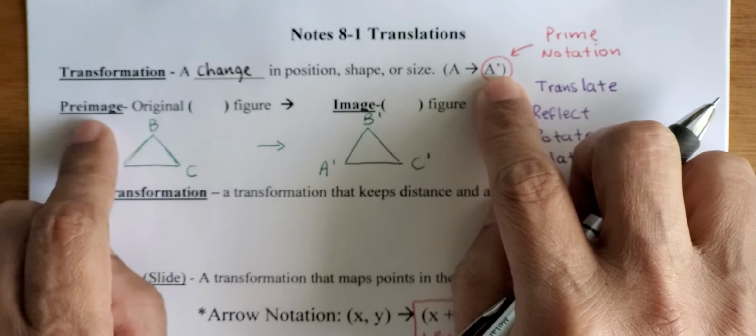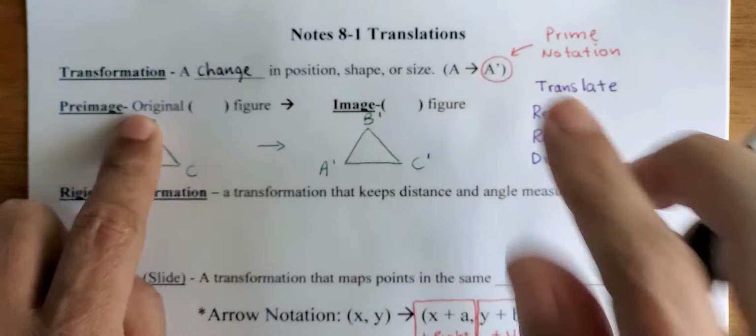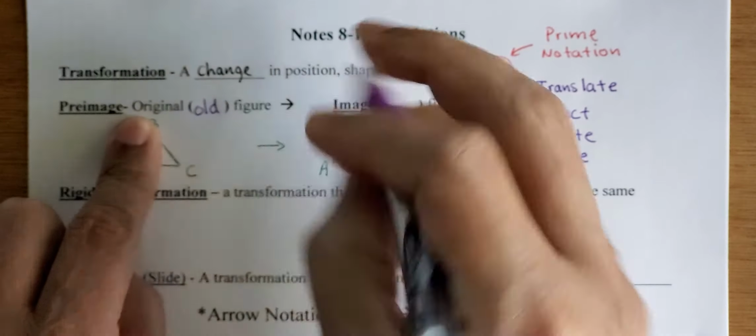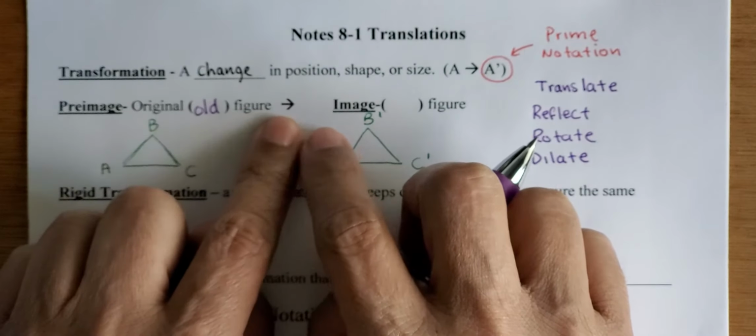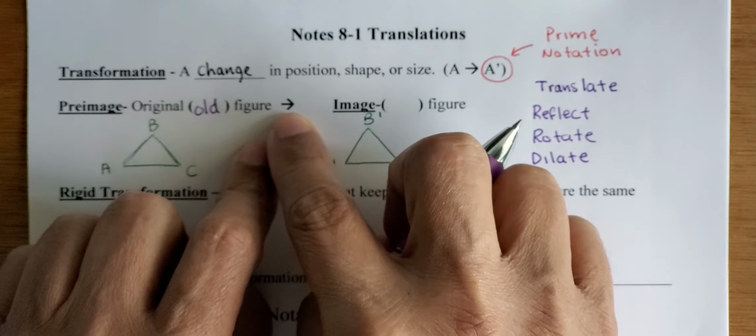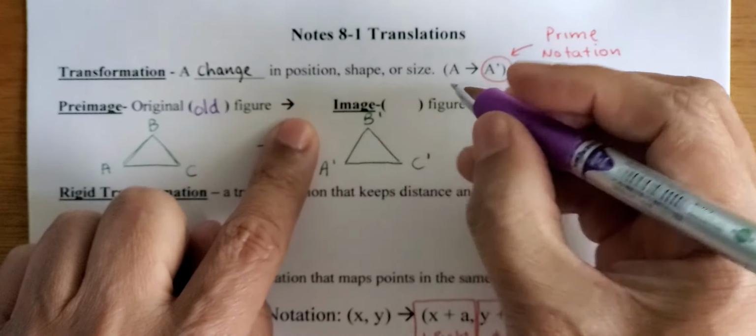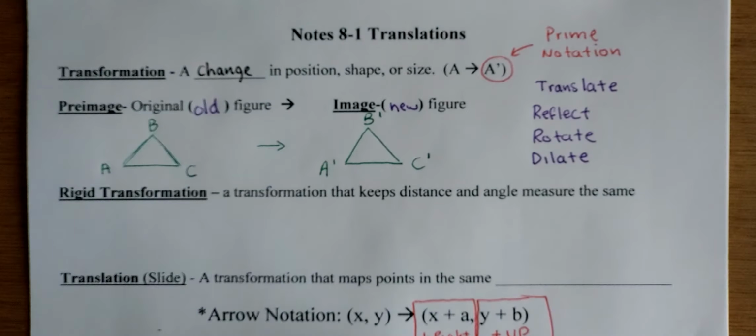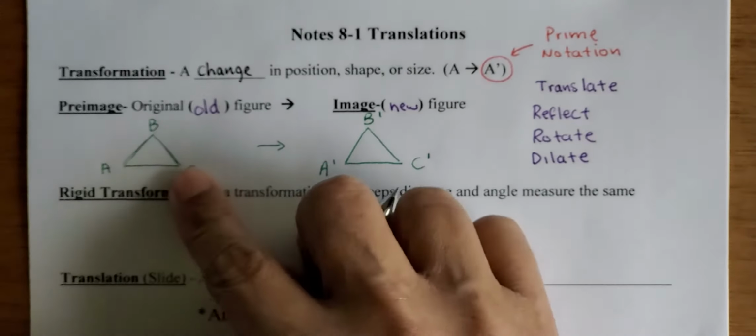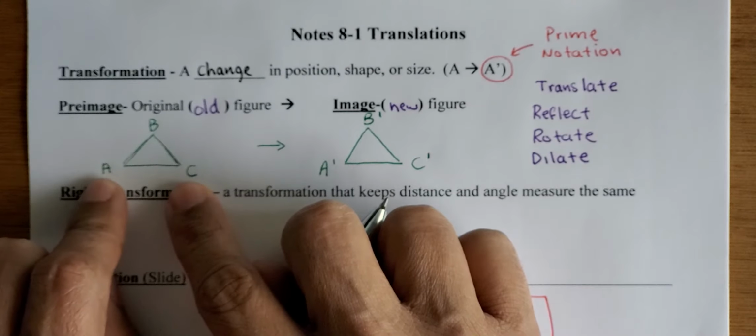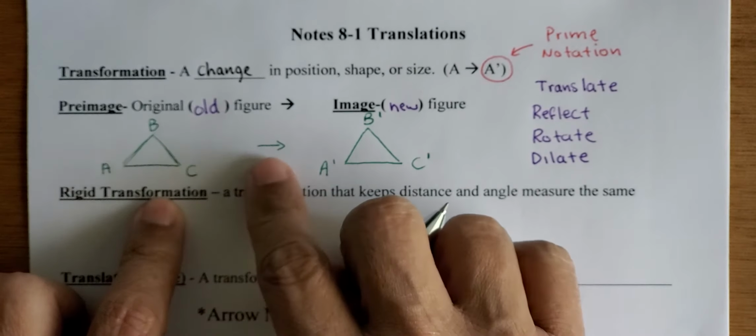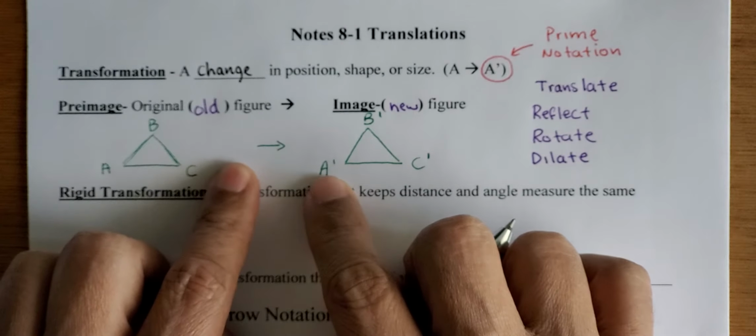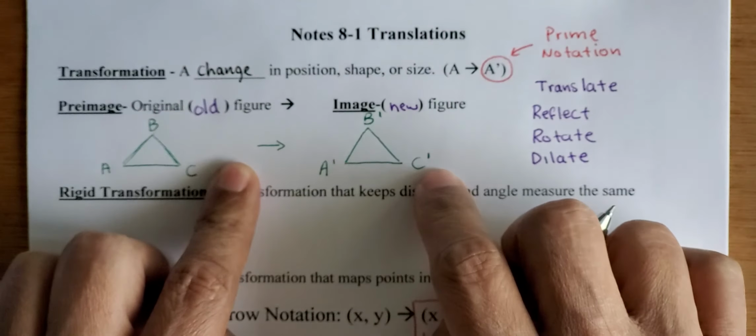So the pre-image, which is the original, we call the old figure. And then once we apply the transformation, which is what the arrow here means, we call that the image or the new figure. So we have a triangle here, triangle A, B, C, and we apply a transformation to it. And once we do that transformation, we label this as A prime, B prime, C prime.